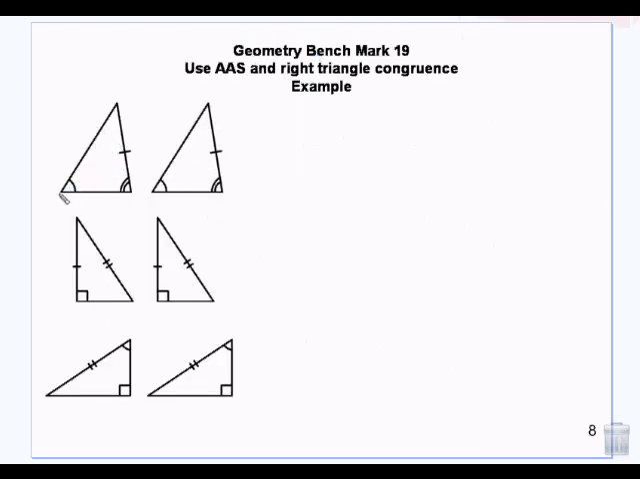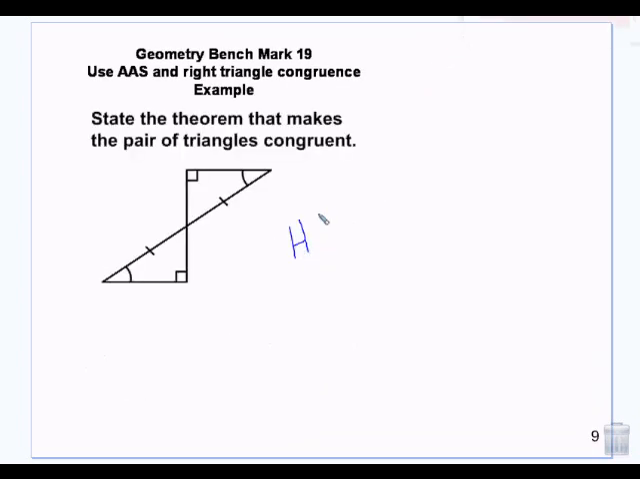I have no right angles. I have two angles and a side, and the side is not in between them. So I have angle, angle, side. And then I have a right triangle, so I have a hypotenuse and another side, so that's hypotenuse leg. And then I have another right triangle. I have the hypotenuse and an angle, so that's hypotenuse angle, because we have a hypotenuse and an angle.